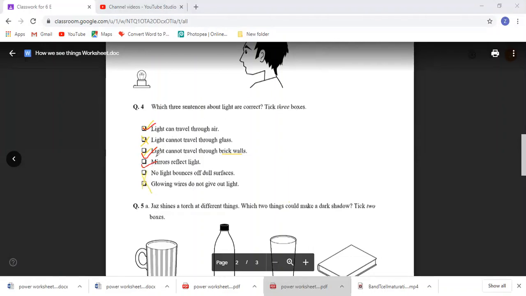So this one is light. Light can travel through air. Light cannot travel through brick walls, and mirrors can reflect light. So all these three options are right.